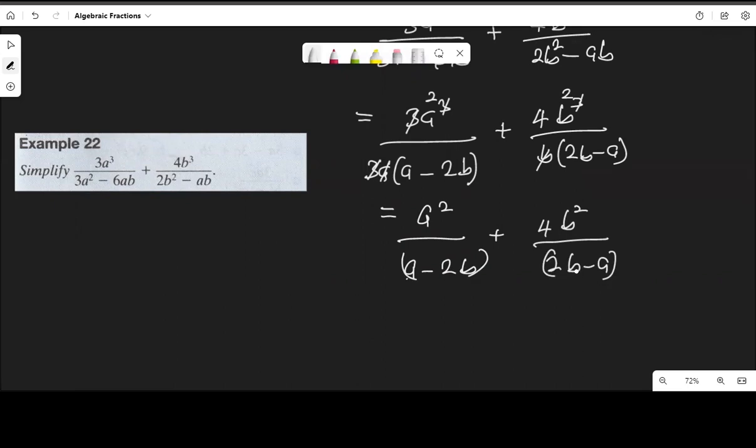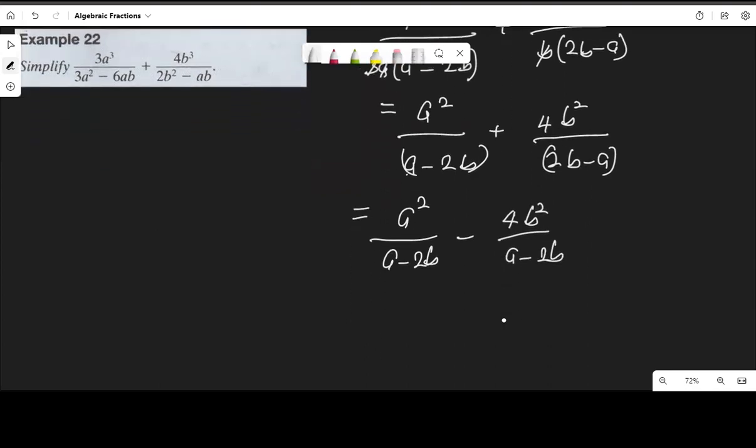Now I want to make sure that this term and this term are the same. To reverse this one, to make it like this, I will have to multiply through by minus 1. If I multiply through by minus 1, that means this plus will change to minus, so my expression now becomes a squared over a minus 2b, instead of this plus it becomes minus, since I want to change the arrangement of this. So I'll have 4b squared over a minus 2b. Now I have the same expression as the denominator.